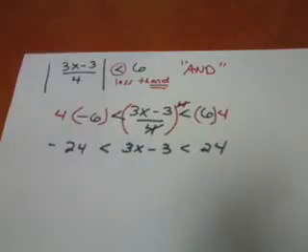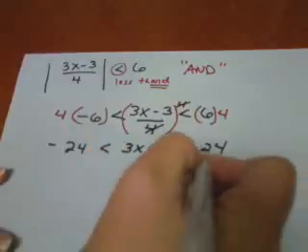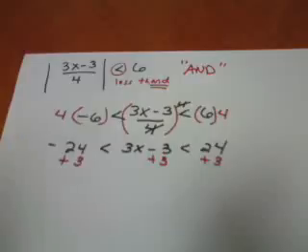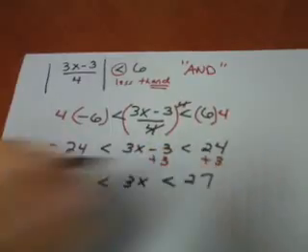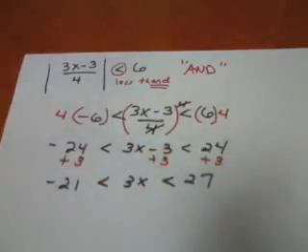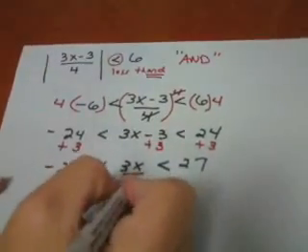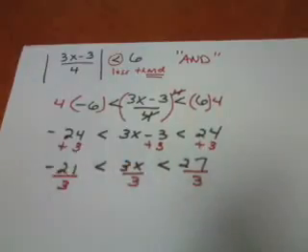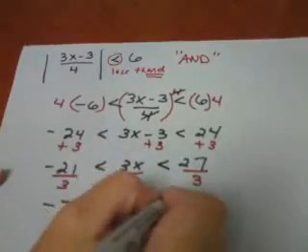My next step is to get rid of that 3, the 3 that's subtracted, not the 3 that's multiplied. In order to get rid of this, I have to do the opposite, so I need to add 3, and I have to add it to all three parts. So I get negative 21 is less than 3x, which is less than 27. Now I've got one more 3 to get rid of, which is the 3 that's being multiplied. The opposite of multiplication is division, so I'm going to divide by 3, divide by 3, and divide by 3. So I end up with negative 7 is less than x, which is less than 9.